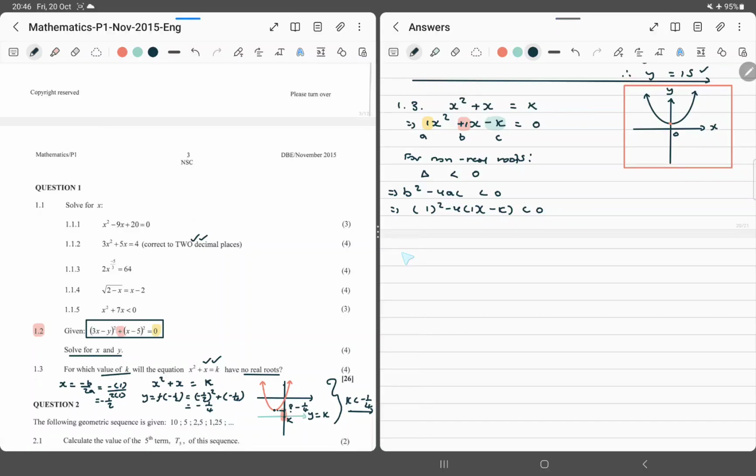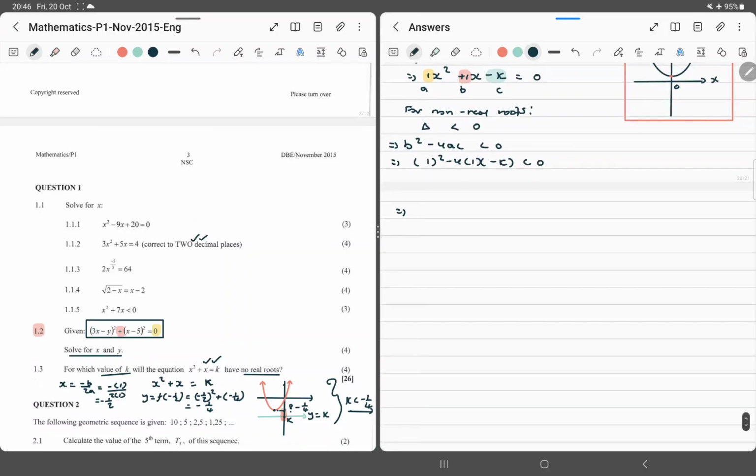And then what do we have here? This implies that we've got 1 minus 4 times minus k, which is plus 4k, less than 0. And therefore, when we solve for k here, k is going to be less than minus a quarter. So this is what the story is saying. Can you see algebraically it comes out nicely? Okay, that's all right.